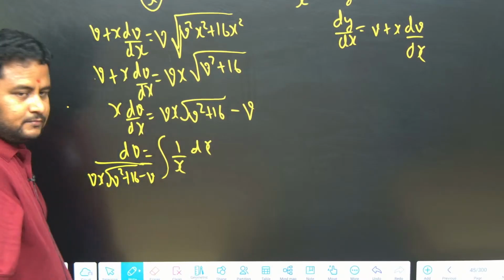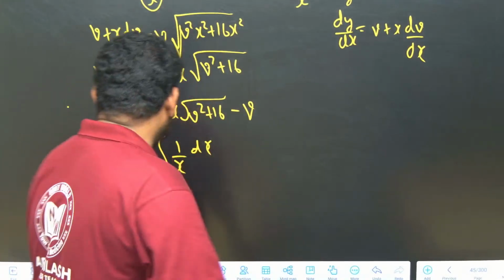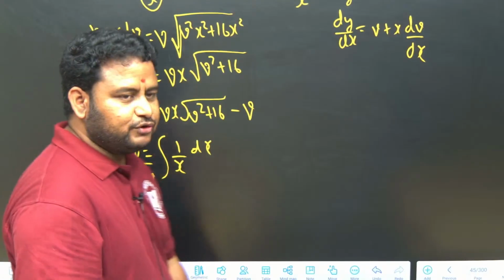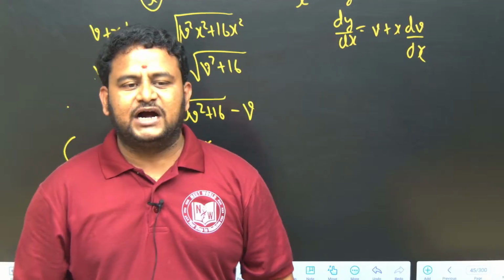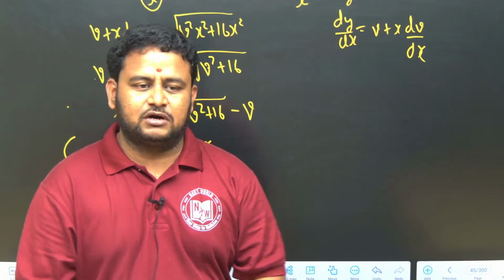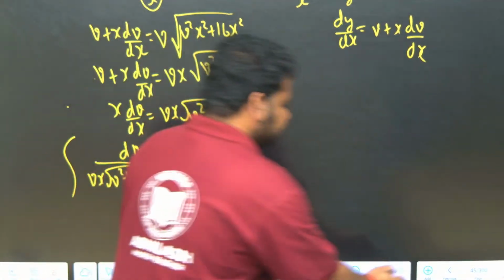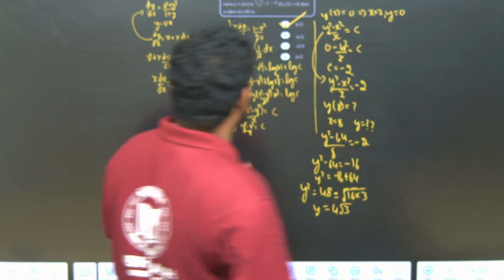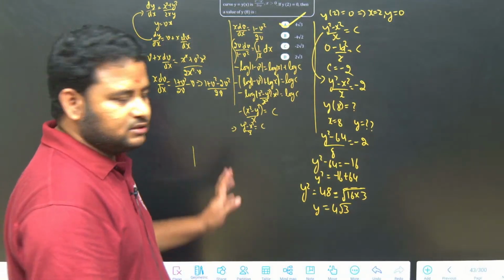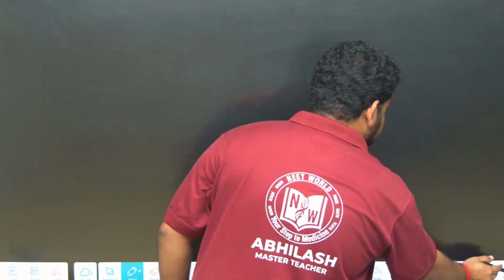This is the thing. Now how to integrate this? Here x is also there. How do you eliminate x? This is the question I am posing to you. I want you to try it by yourself, because a similar kind of question we already solved here. Have a look at it. So this question I want you to try by yourself.